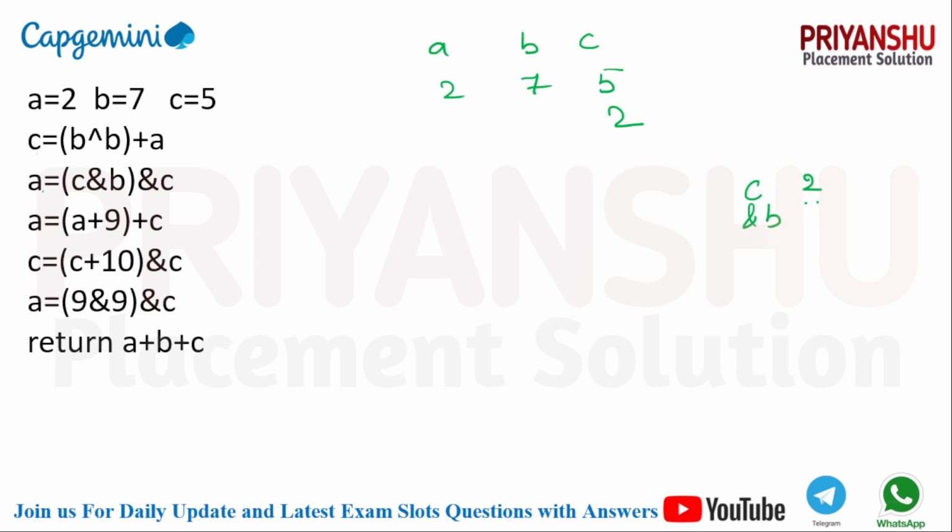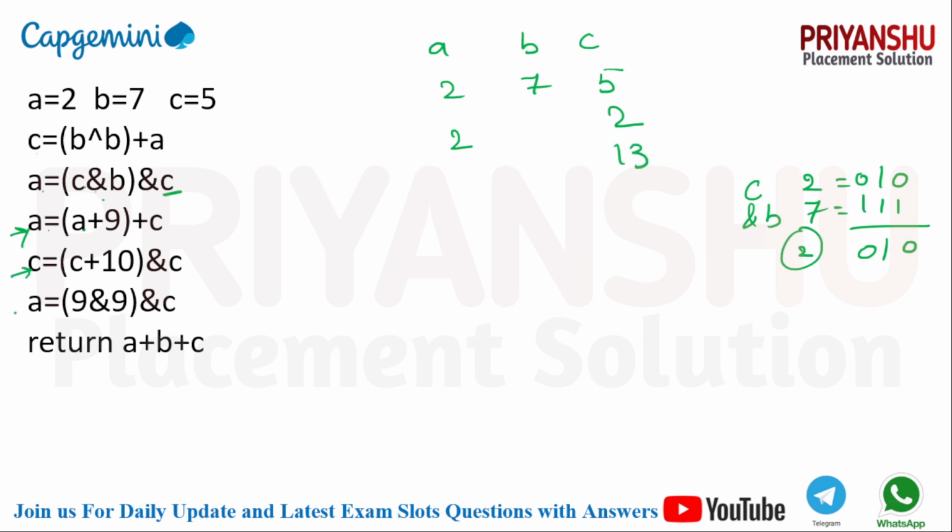It means the value of c is 2, b is 7, it means 2 is 1 0, 7 is 1 1 1. So we need to perform and, so 0 1 0, it means 2 is there. Clear? So the answer is 2. 2 and with c, the value of c is again 2. So 2 and with 2 gives you 2. Okay, next thing is for this statement, a equal to a plus 9, 11, 11 plus c, 13.